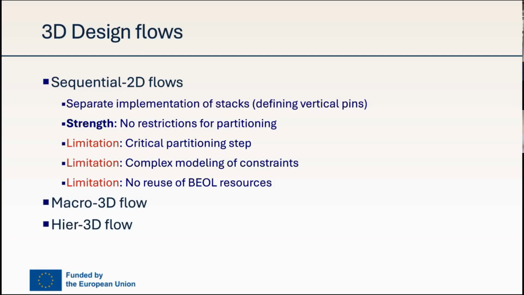As said, one of the strengths of the sequential 2D approach, what you can find today in Cadence, is that we have no restriction for the partitioning, which provides high flexibility. However, we need the critical partitioning step, a complex modeling of timing constraints, and probably the key problem is that when we are routing, we cannot reuse the back end of line of the different tiers at the same time.